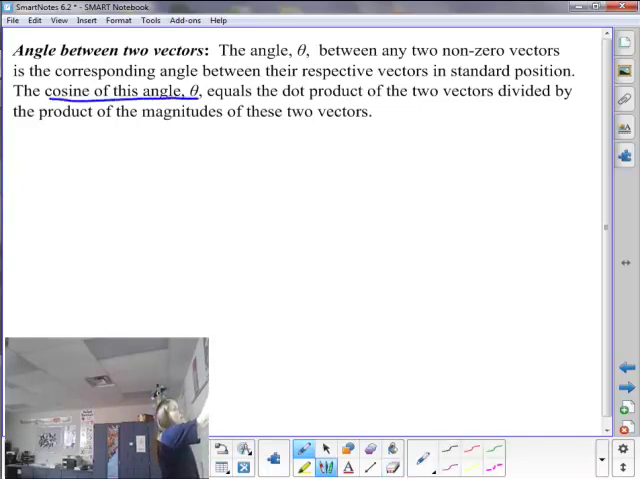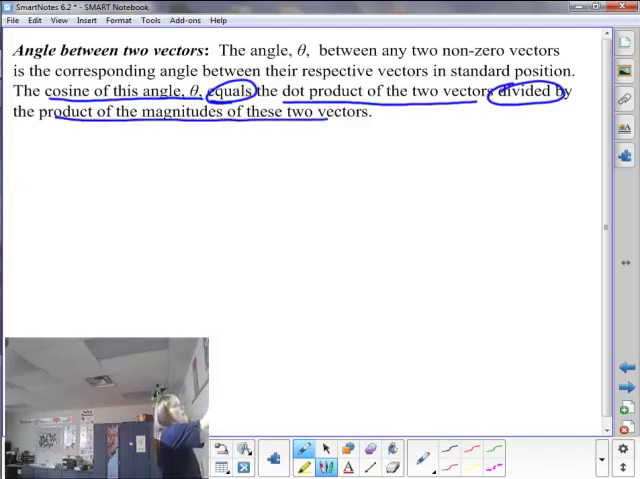The cosine of that angle is going to equal the dot product of the two vectors divided by the product of the magnitudes of those two vectors. Now, where on earth did somebody think up that? All right, let's take a look at a picture to see if we can figure out where this definition is coming from.